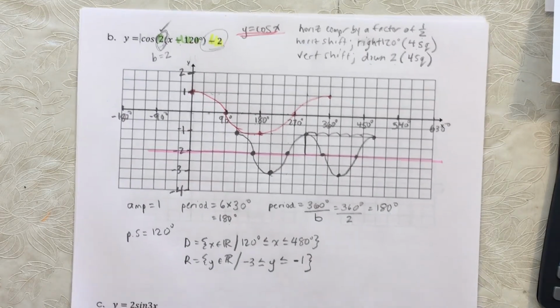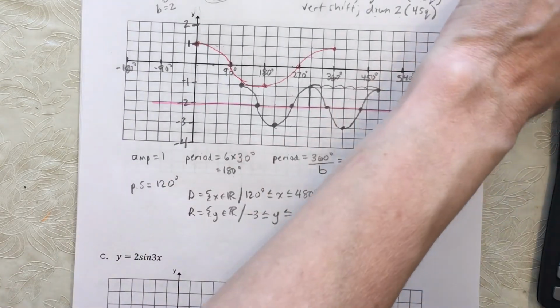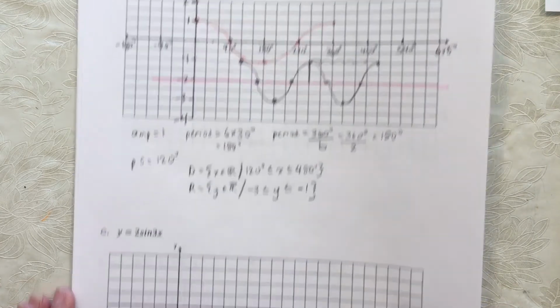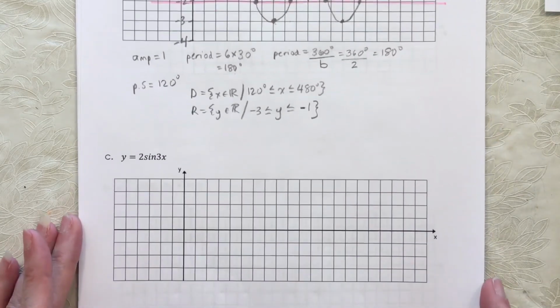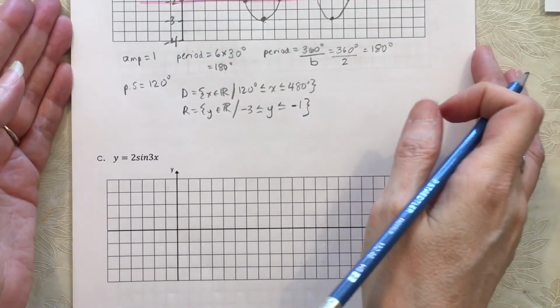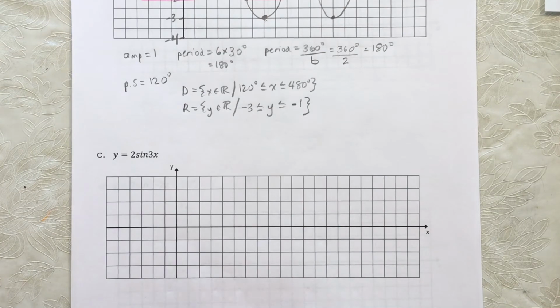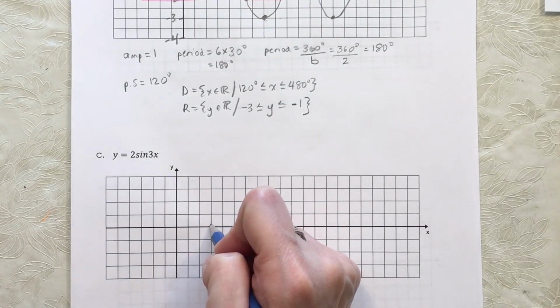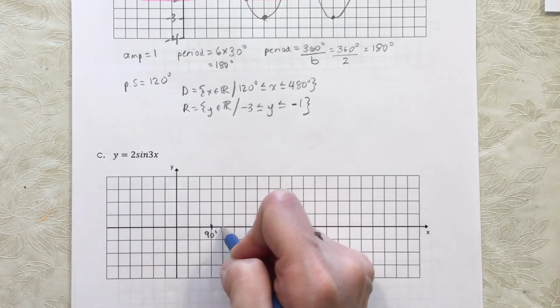All right, on to C. So y equals 2 sine 3x. We want to draw 2 cycles of it. Amplitude, period, phase shift, domain, and range. But first things first, we'll put our scales on. So every 3 squares is 90.